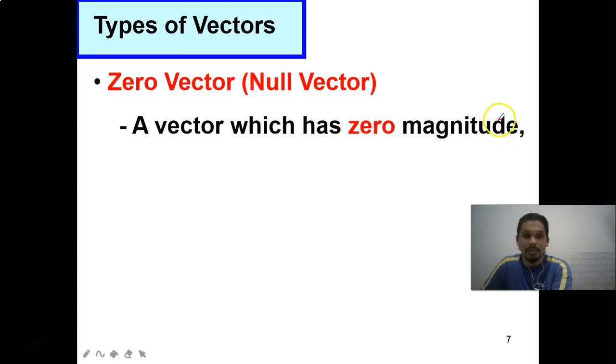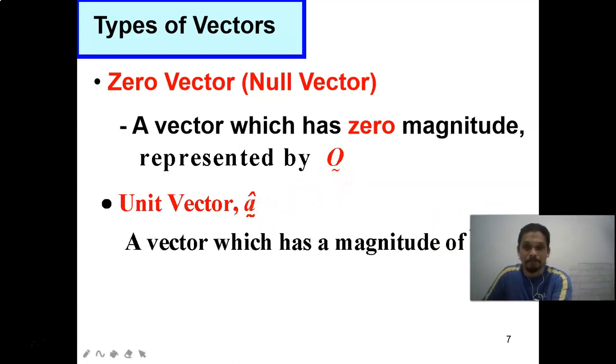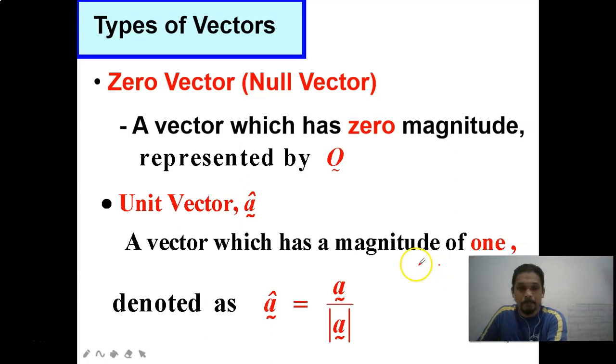Types of vectors. Zero vector: a vector which has zero magnitude, represented by the vector O. Unit vector: a vector which has a magnitude of 1, denoted as the unit vector of A equal to vector A divided by the absolute value, or the length, of vector A.